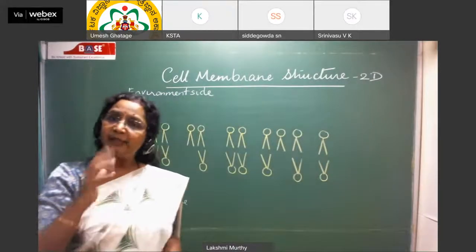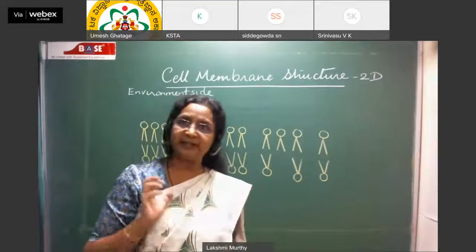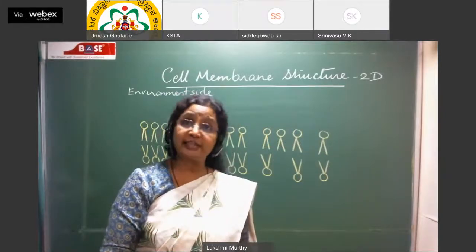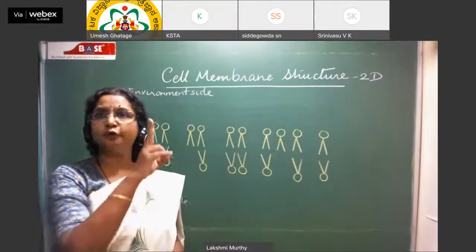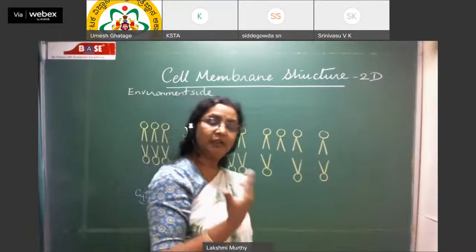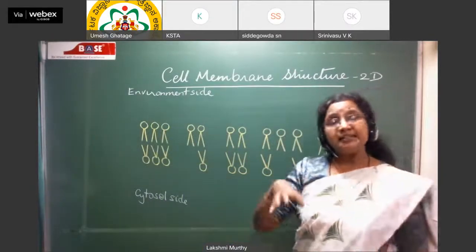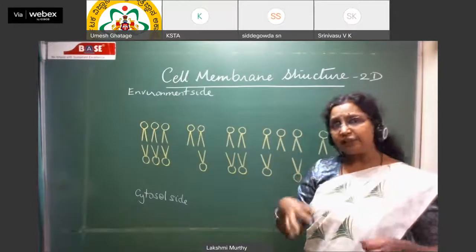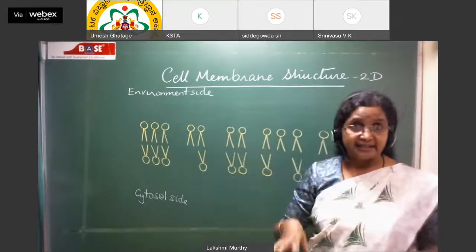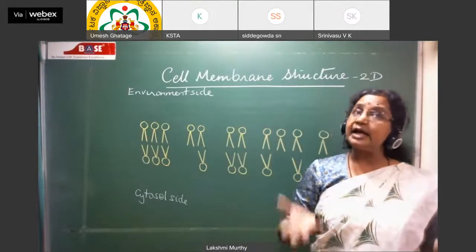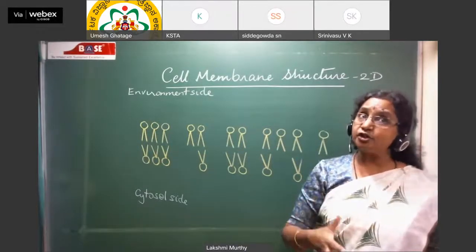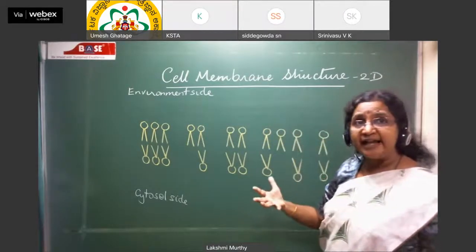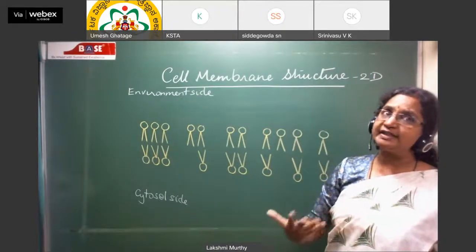As I told you last time, there are two types of proteins, globular proteins and fibrous proteins. Now, first, let us come to the globular proteins. How are the globular proteins arranged? The globular proteins are of two types. Some of them are embedded within the bilipid layer. Such proteins which are embedded in the bilipid layer are called integral proteins or intrinsic proteins.